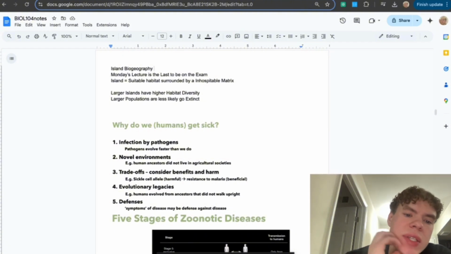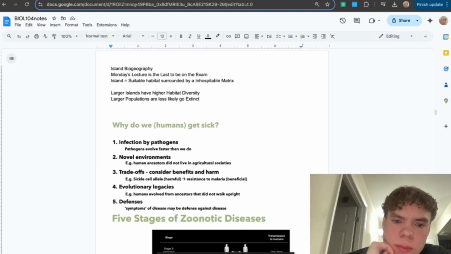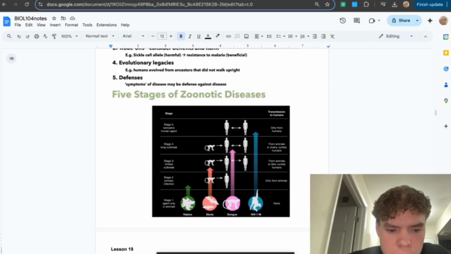An island is anything that is a suitable habitat surrounded by an inhospitable matrix. Larger islands have higher habitat diversity. Larger populations are less likely to go extinct. We already talked about that.